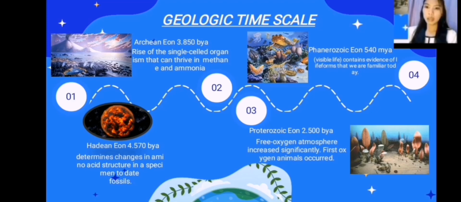Free oxygen atmosphere increased significantly. First oxygen animals occurred. Fourth is the Phanerozoic Aeon, 540 million years ago. Visible life contains evidence of life forms that we are familiar with today.